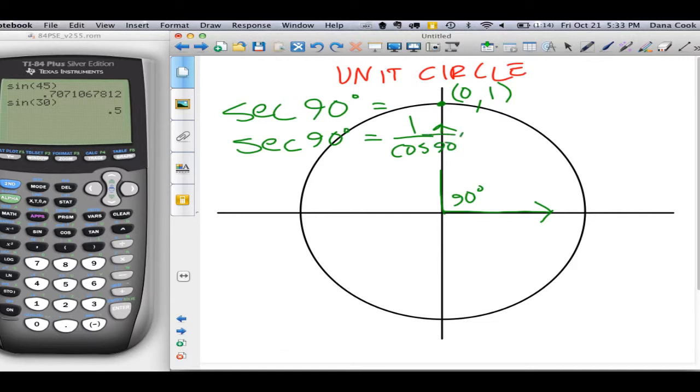So what is the cosine of 90 degrees? Well, cosine, remember, is the x value. And what is the x value here? The x value for this angle is 0. But here's this problem. I believe you addressed it in Algebra 2. If the cosine of 90 is 0, and I have 0 in the denominator, it should be telling you that the secant of 90 degrees is undefined.